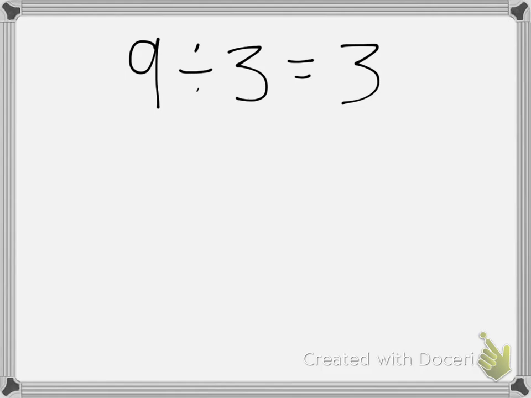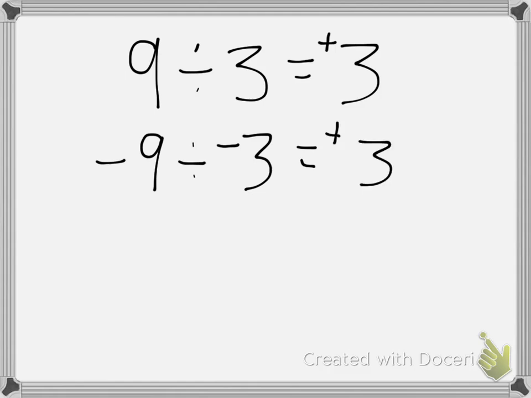So let's take a look. If you've got, just say, a simple 9 divided by 3, we all know that the answer is 3. You're dividing two positive numbers, so the answer is positive. Same thing, if you had negative 9 divided by negative 3, the answer is also positive. You have two negative numbers when you're dividing, and you get a positive.